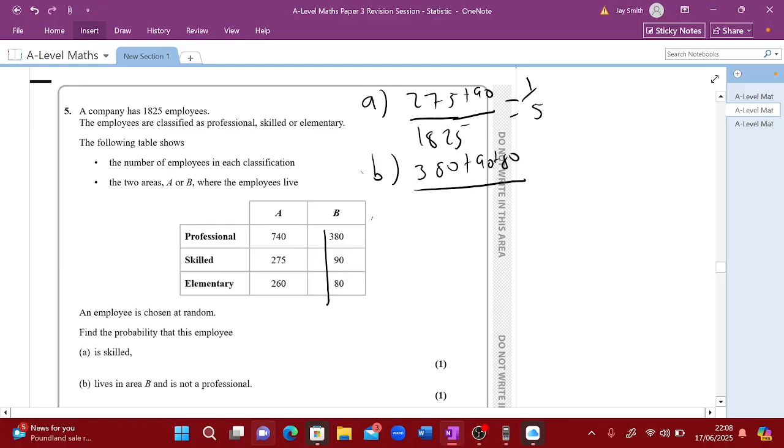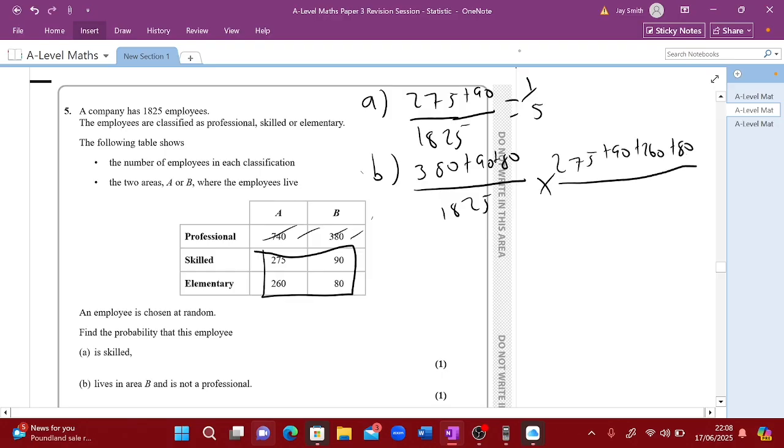That's how many live in area B out of 1825, and then we're timesing it by the amount that are not a professional. So it's going to be these four numbers, right? To exclude these two. So it's going to be 275, add 90, add 260, add 80, over 1825. We put all that into a calculator.